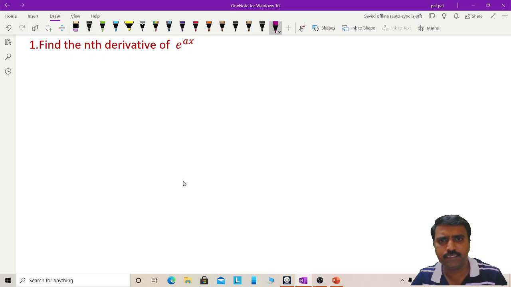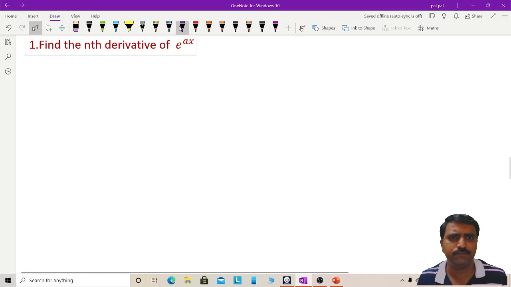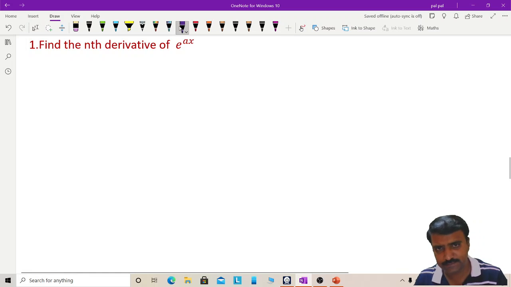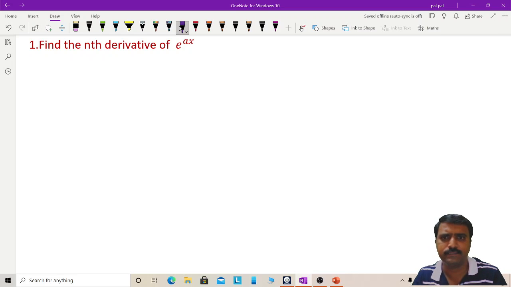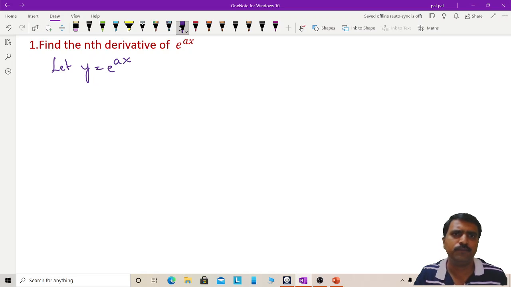So now you take the given function, let y is equal to e to the power of ax. If y is equal to e to the power of ax, you differentiate this with respect to x.